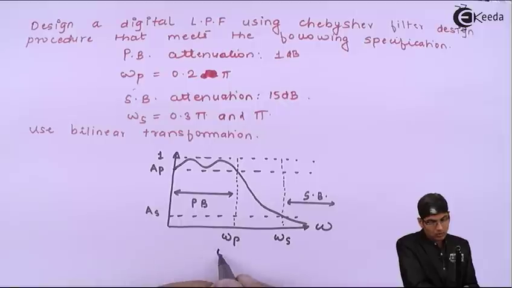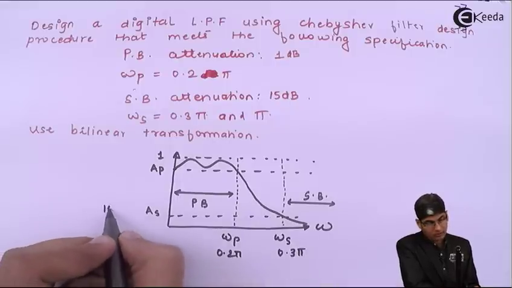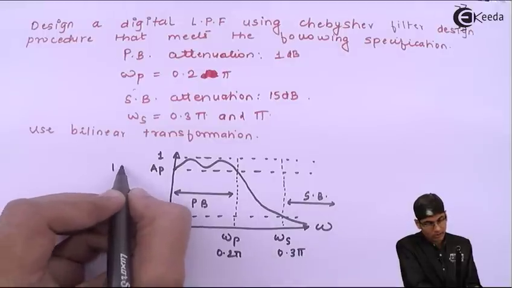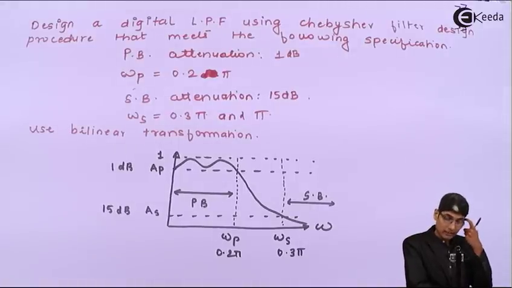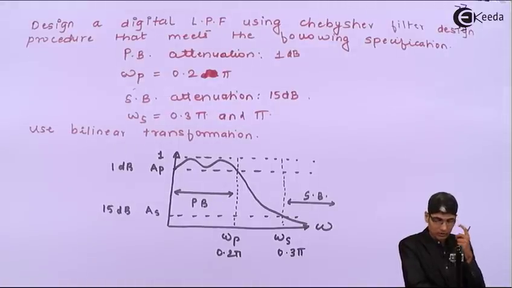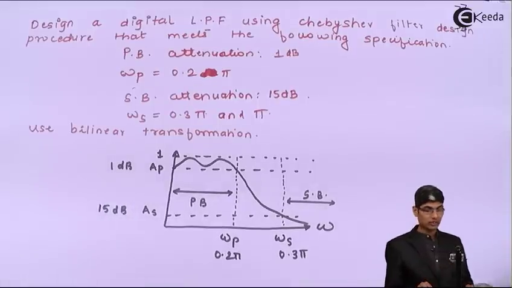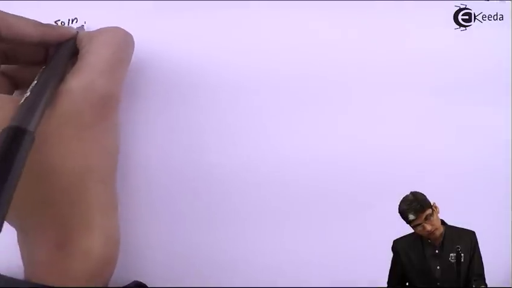Okay, so passband edge is given as 0.2 pi and stop band edge is given as 0.3 pi. Attenuation here is given as 15 dB and more, and here the attenuation is given as 1 dB and nothing else. Okay, so the 4 characteristics that are required to design a Chebyshev filter are given to us. Let us see how to design a digital Chebyshev filter. So let us go to the solution.